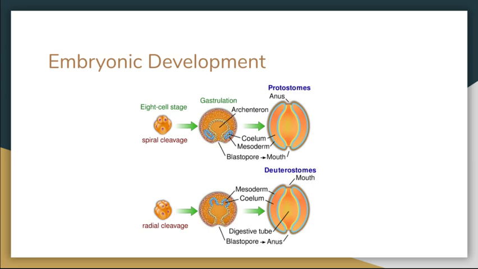Protostomes are going to develop their mouth first, and deuterostomes are going to develop their anus first. Echinoderms, which are sea stars, develop as deuterostomes, and so do we. And that means that we are more closely related to echinoderms than echinoderms are related to other invertebrates.